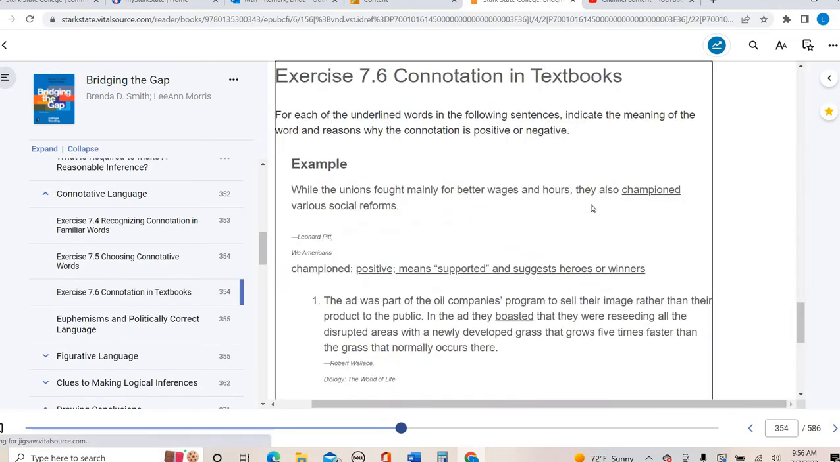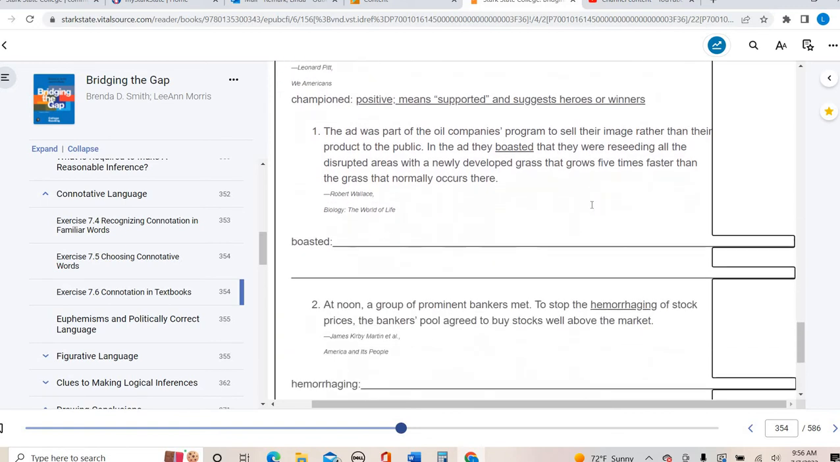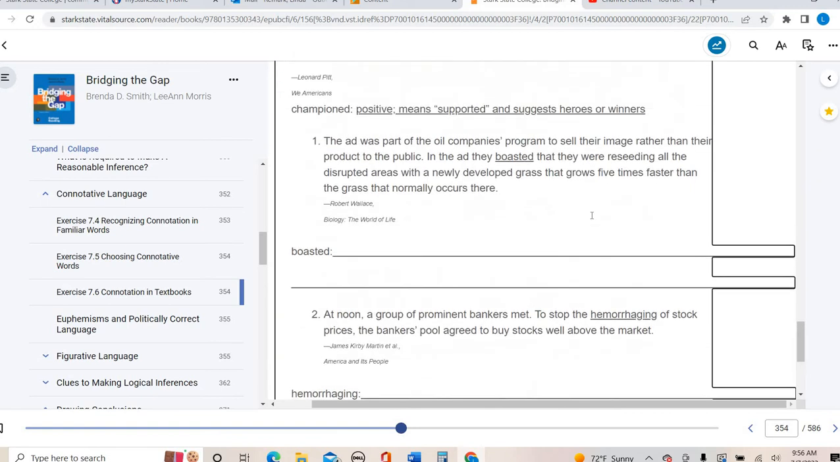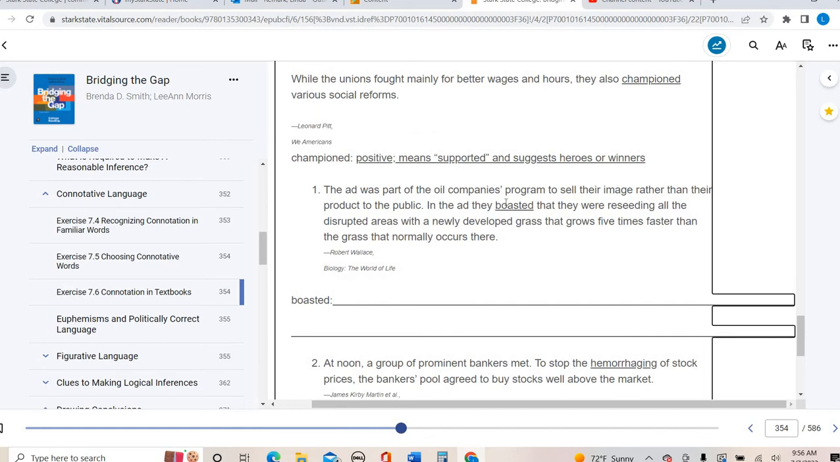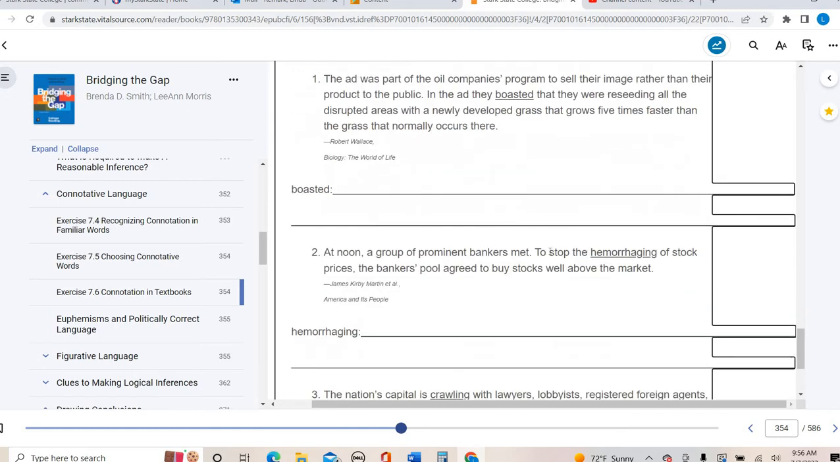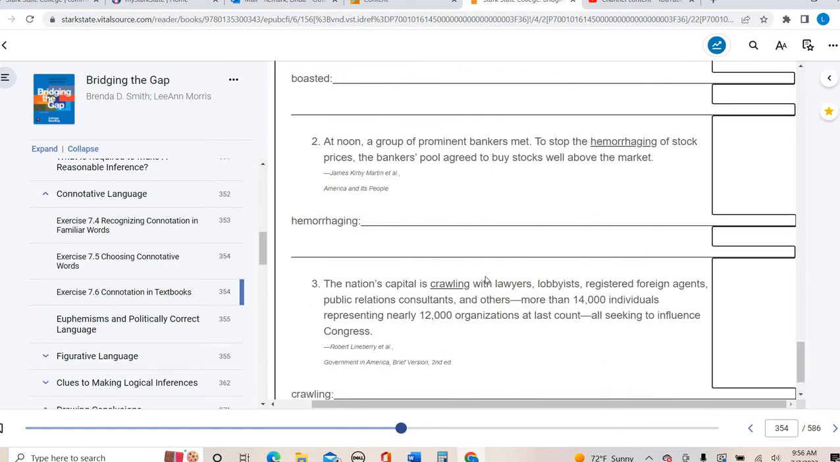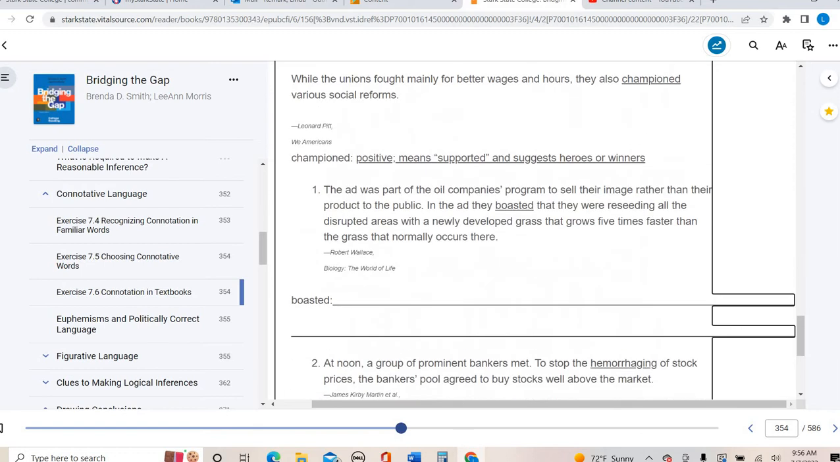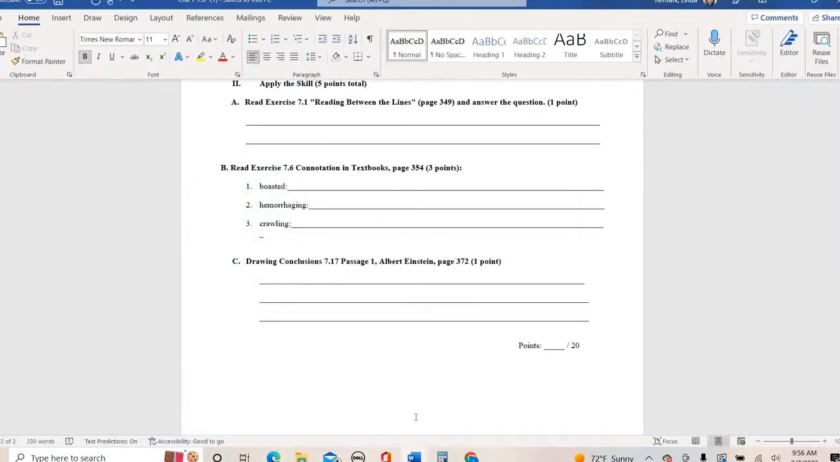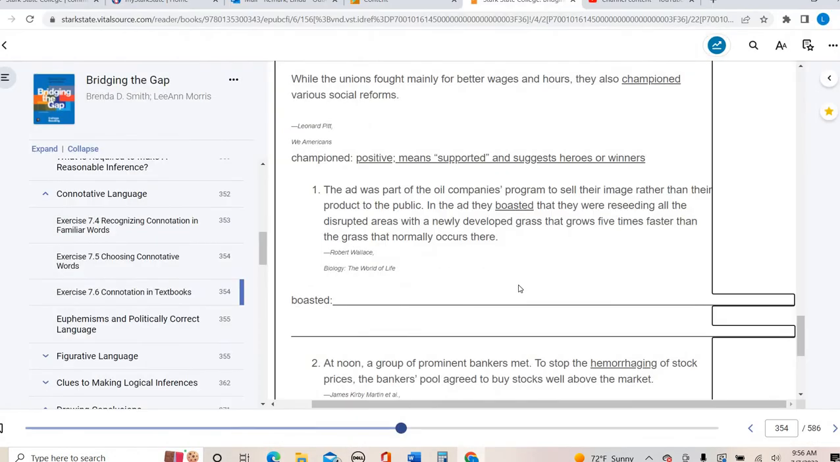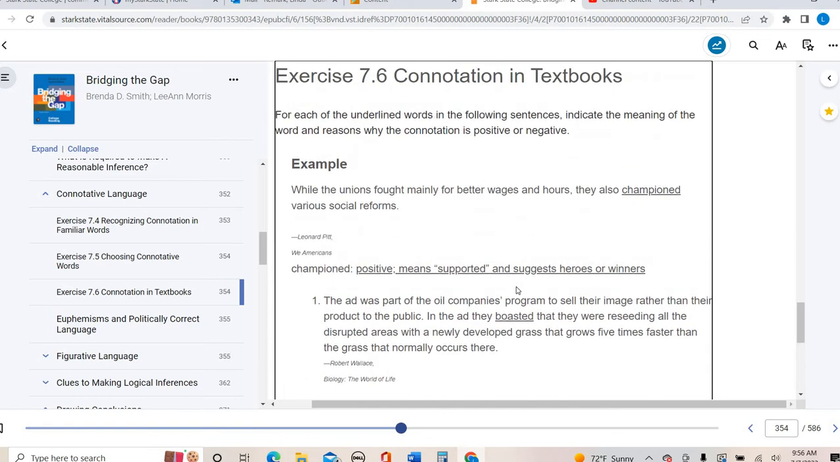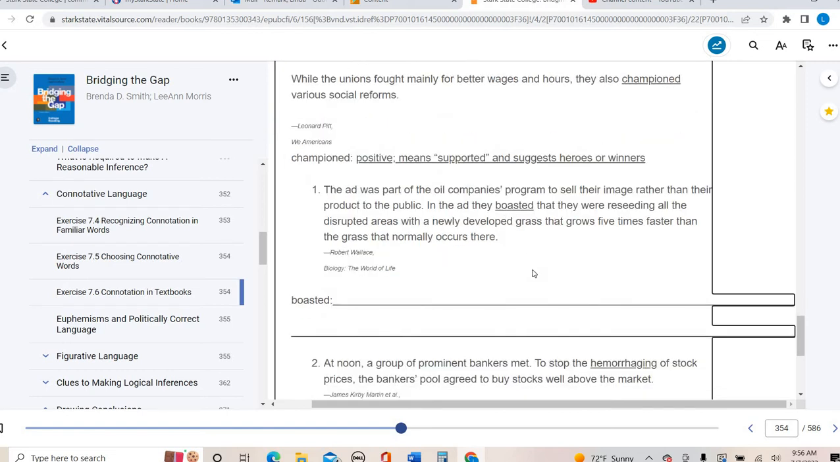You can see that there are 3 just little blurbs here, but each one has an underlying word: boasted, hemorrhaging, and crawling. Now, your job is to tell me, are they using these words in a positive or negative connotation? And then what does that word mean? So are they using boasted positively or negatively? And what does boasted mean?